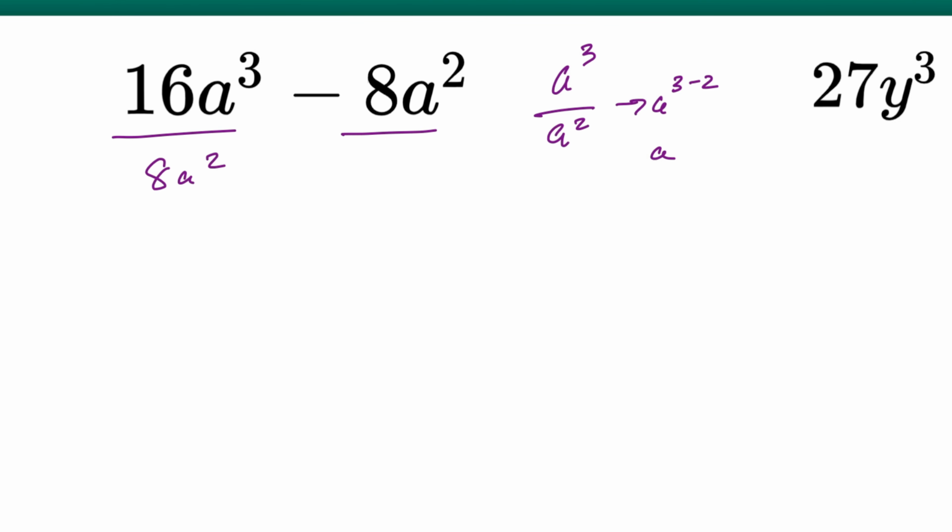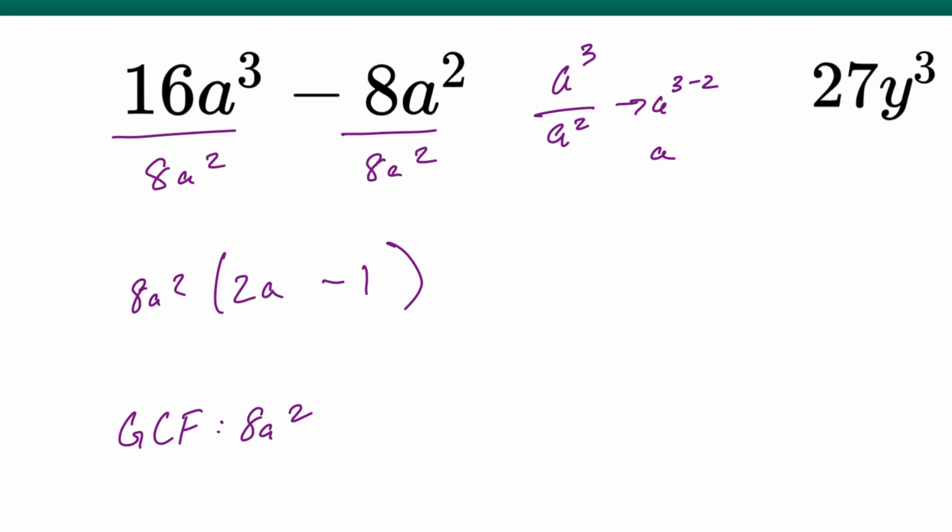8a squared. All right, so I'm going to put that on the outside. We'll call that our GCF, 8a squared, and I divide it out. 16 divided by 8 is 2. And then I do the subtraction, right? A to the power of 3 divided by a to the power of 2 is a to the power of 1. And then a to the power of 2 divided by a to the power of 2, if I were to subtract those exponents, I get 0, so it's gone. 8 divided by 8 is 1, and that's what I would have left.